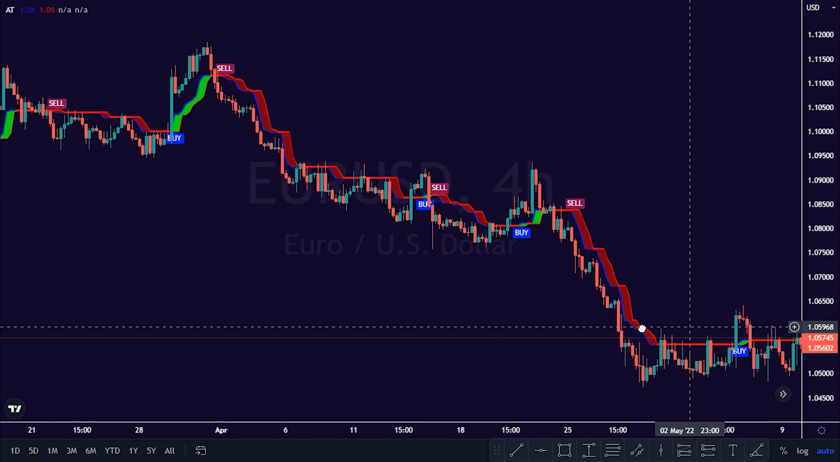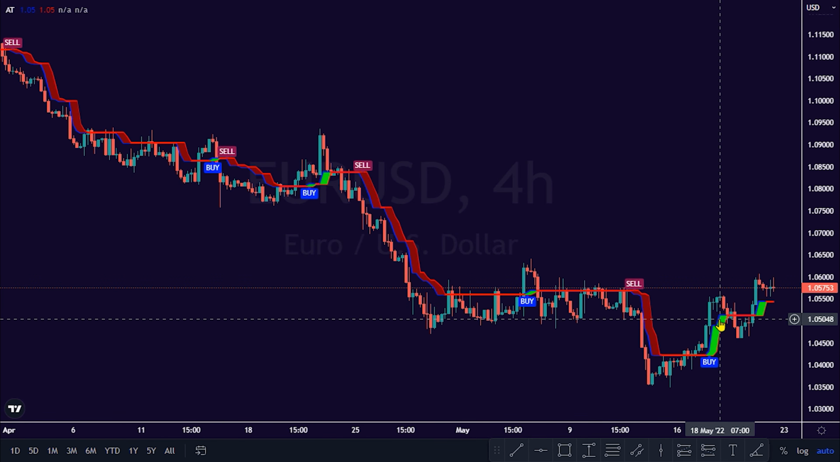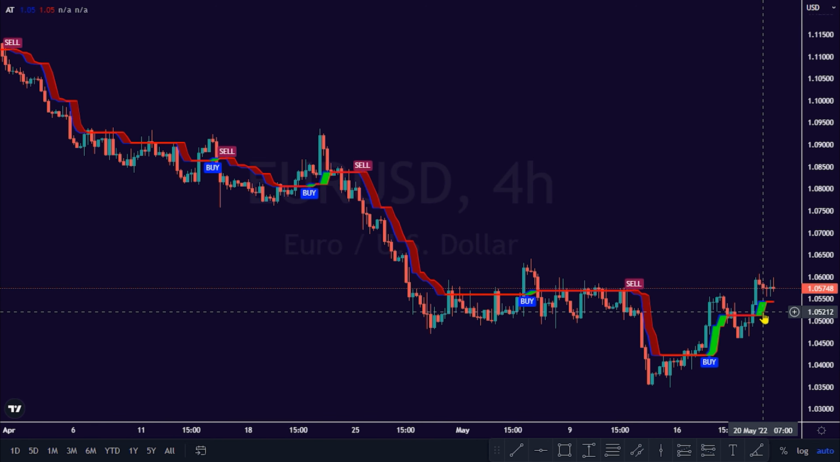Now you can see this AlphaTrend indicator is an effective and simple to use trading strategy, especially for beginners in the market.